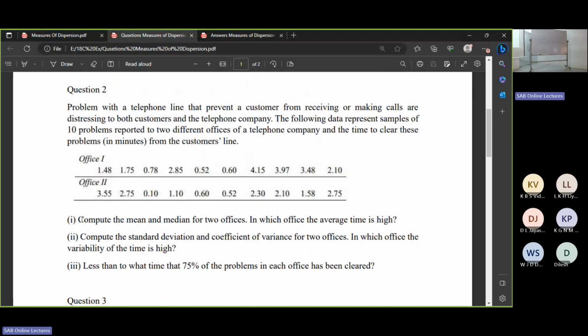Problem number 1 asks to compute the mean and the median for these two offices. Mean means average value, so the average time, and the median is the middle point. Before finding the median, you should arrange these two data sets in ascending order. Then hurry up and find the mean and the median.